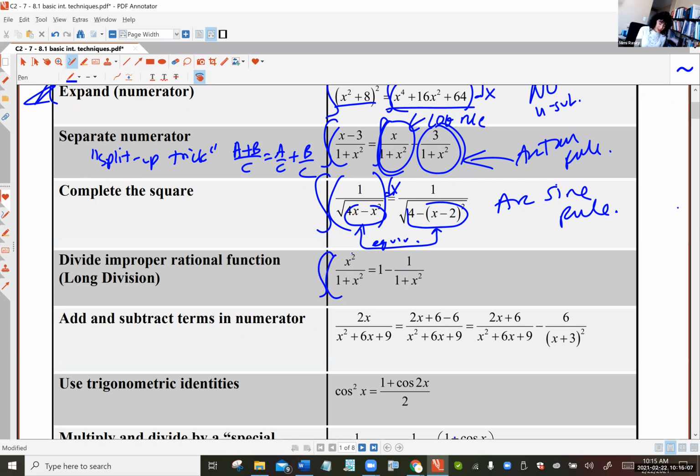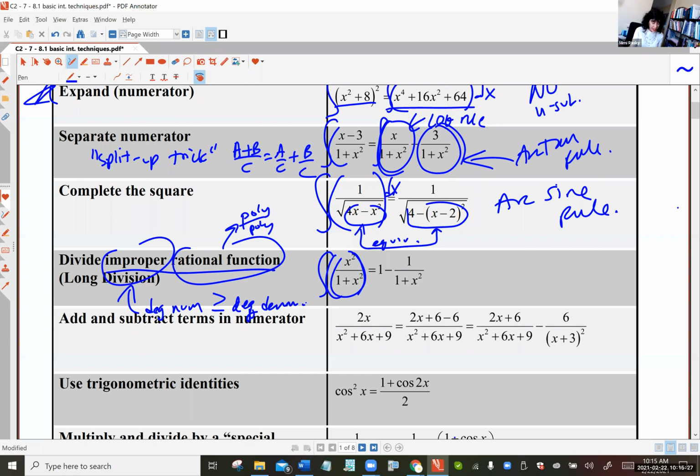What about this beast? This is called an improper rational function. A rational function is basically a polynomial divided by a polynomial. An improper rational function is where the degree of the numerator polynomial is greater than or equal to the degree of the denominator. And if that's the case, you have to do what we call polynomial long division. And yes, I know some people last semester said, I haven't done polynomial long division since algebra. And it's like, yeah, well, welcome back.